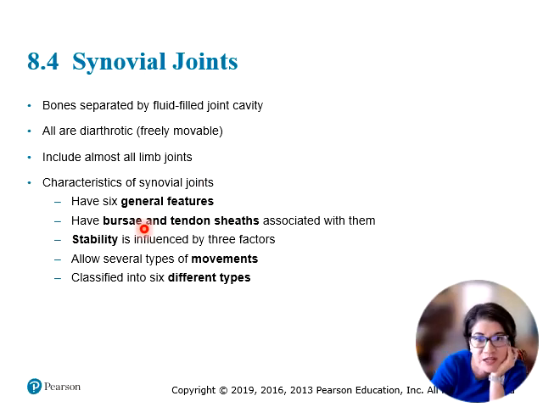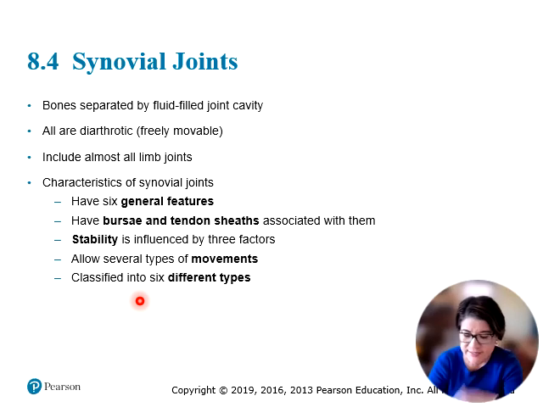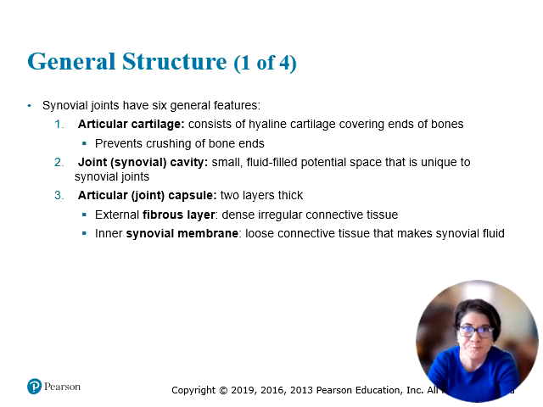They have bursae, which you might have heard of when you get bursitis, pain in your joints and inflammation in your bursae. And then they have tendon sheaths. They have 3 factors that influence stability. And there's 6 different types that you've probably heard of. You probably have learned this before. So here's the 6 general characteristics.